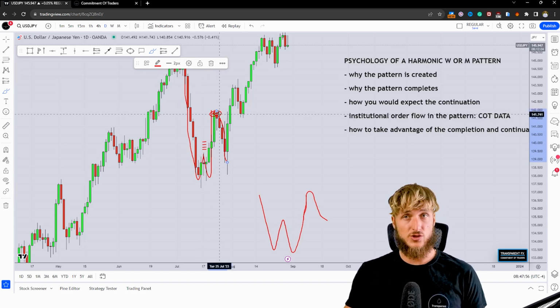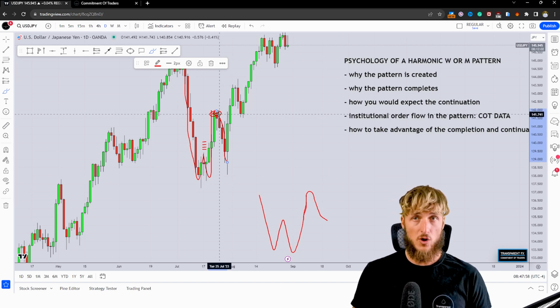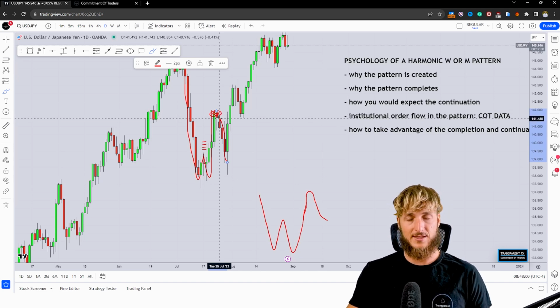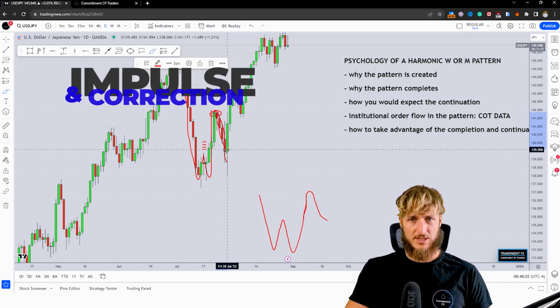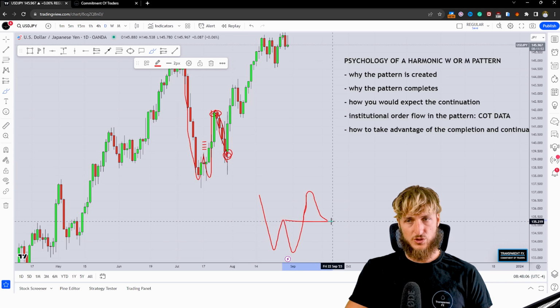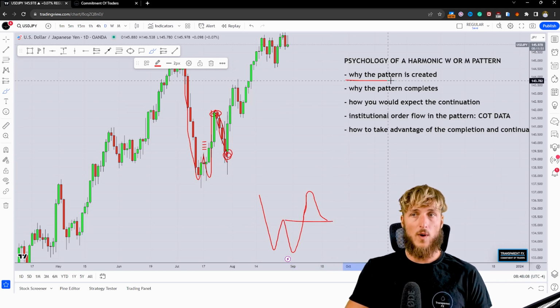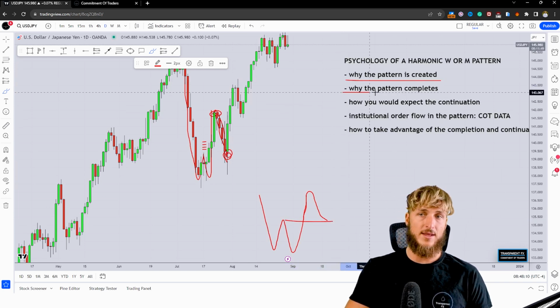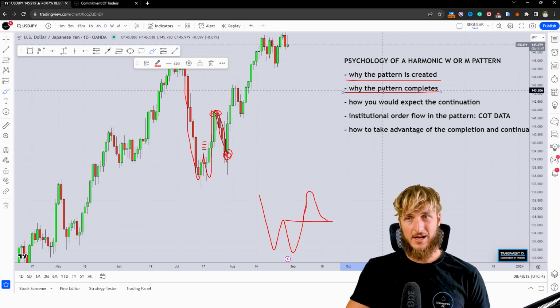And that is why trading is so hard, because you have to know all these kinds of tactics. So after this move to the upside, the market corrected at the neckline. Now, when you have a W formation which is completed, we spoke about why the pattern is created and why the pattern completes, right? These are the two points that we discussed so far.